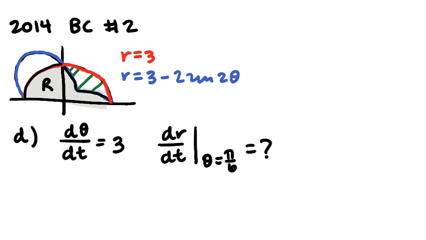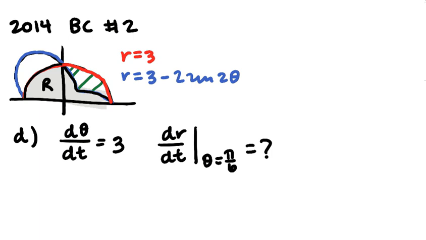All right, part D is, now I've been seeing this type of question quite a bit, where they're going to say a particle is moving along this polar curve, and it's kind of a related rate question. So they're saying d theta dt is 3, looking for dr dt at theta is pi over 6. Okay, and this is along the blue curve.